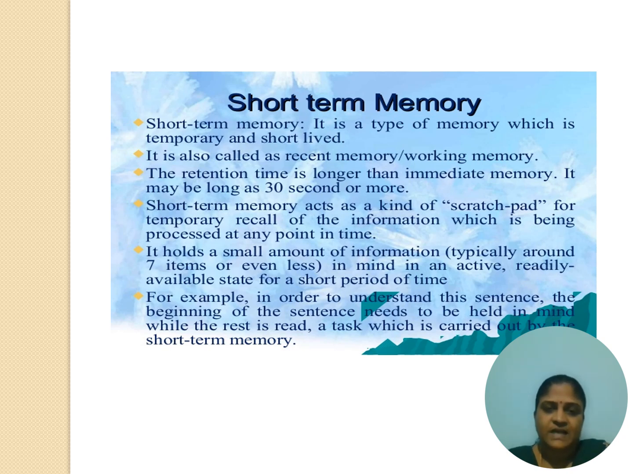Short-term memory acts as a kind of notepad or scratch pad for temporary recall of information which is being processed at any point of your lifetime. It holds a small amount of information, for example 7 items or even less, a few names that come to your mind, which are active and readily available for a short period of time. For example, in order to understand a sentence, the beginning of the sentence needs to be held in mind while the rest is read, a task which is carried out by short-term memory.